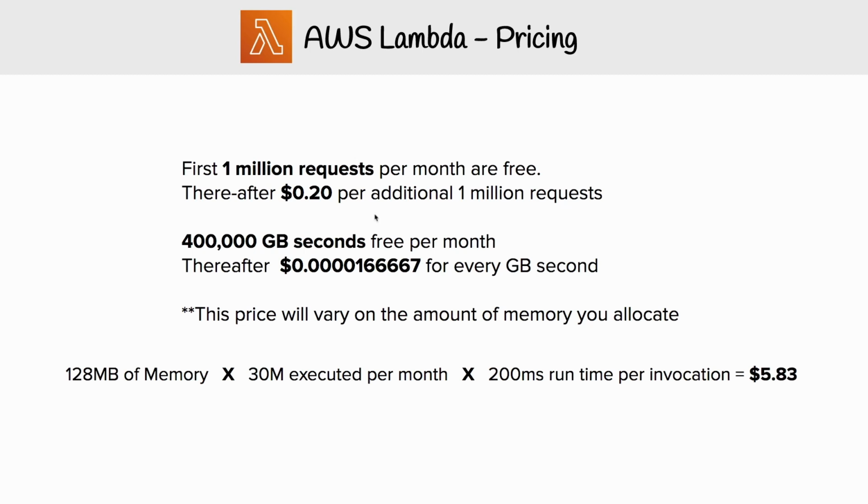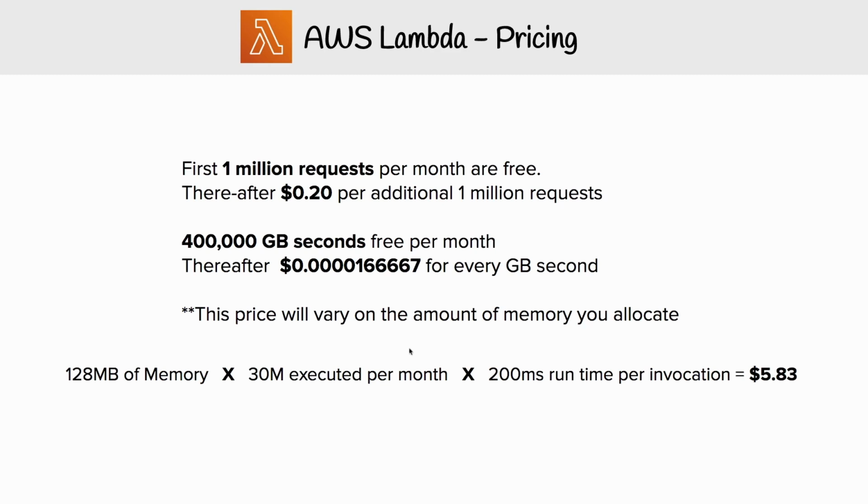The other cost to it, besides just how often things are requested, is how long the duration is. So the first 400 gigabyte-seconds is free. Thereafter, it's going to be a very, very small amount for every gigabyte-second, okay? This value is also going to change based on the amount of memory you use. I bet this is for the lowest amount, 128 megabytes. Most of the time, you're not going to see yourself increasing beyond 512. That's really high. But yeah, I always feel that I'm between 128 and 256.